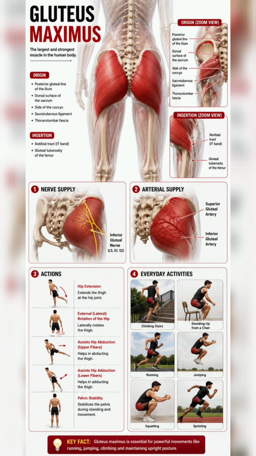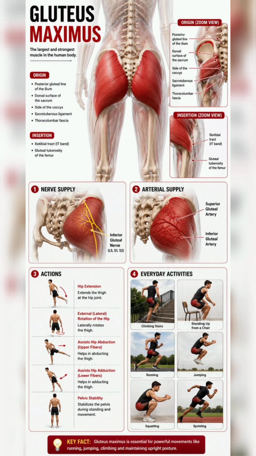So now the actions. Its primary action is hip extension, which means moving the thigh backward. It also helps in external rotation of the hip. The upper fibers assist in hip abduction, while the lower fibers assist hip adduction. In addition, the gluteus maximus helps stabilize the pelvis and the knee through the iliotibial tract during movements.